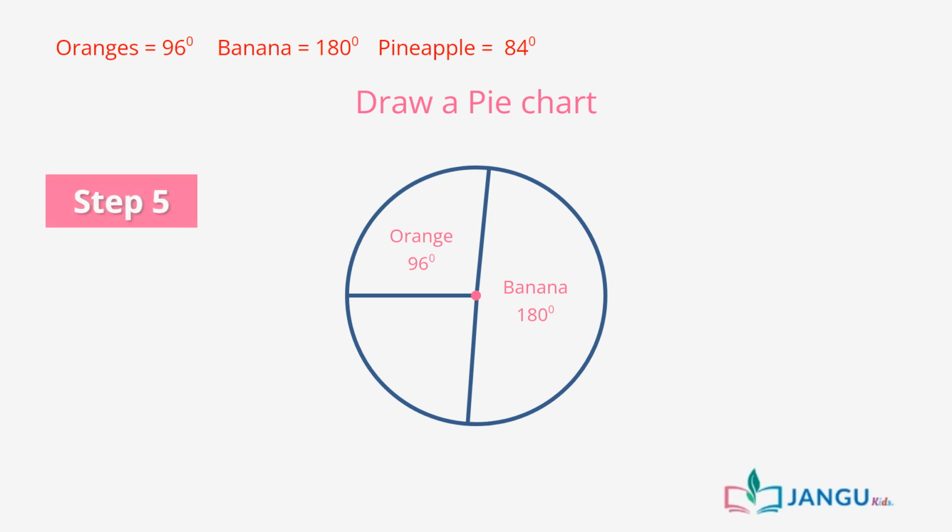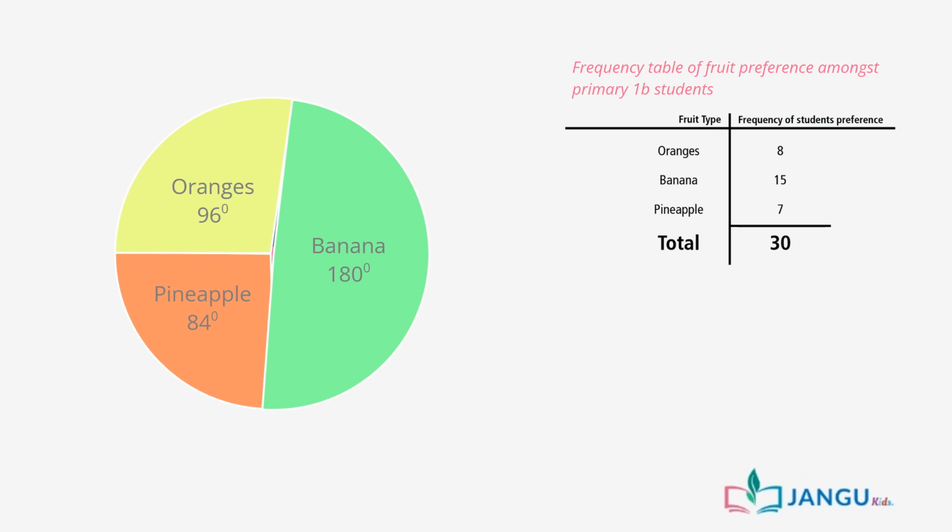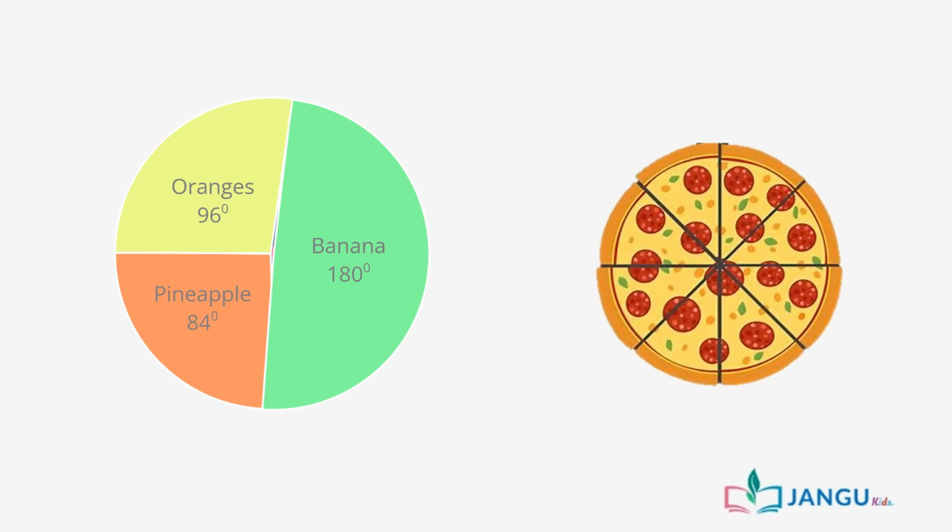Finally, we then use the protractor to mark out 84 degrees and draw a sector from the circumference of our circle to its center. We then label it pineapple and write 84 degrees on it. There, our pie chart is ready. Isn't it amazing how well it represented our data? We would even color each sector to make it really fun and easy to interpret. Doesn't it look just like a pizza?